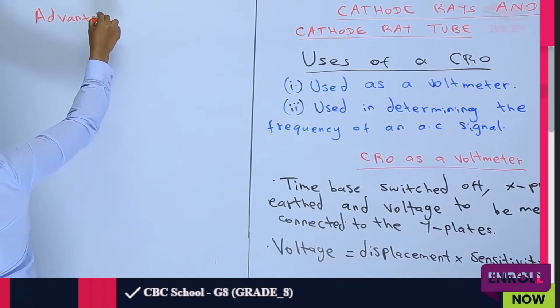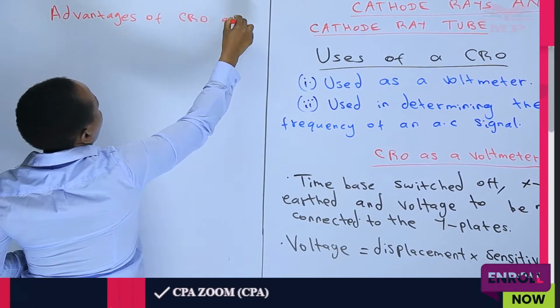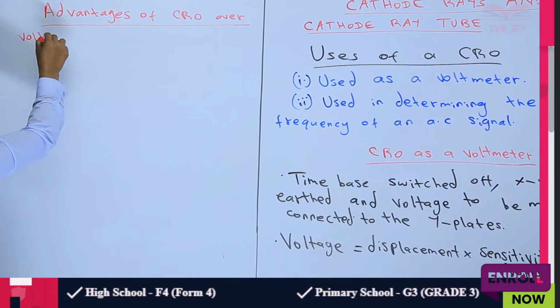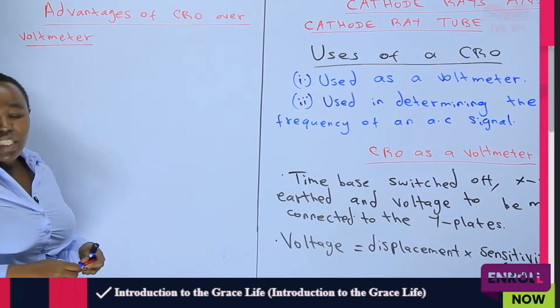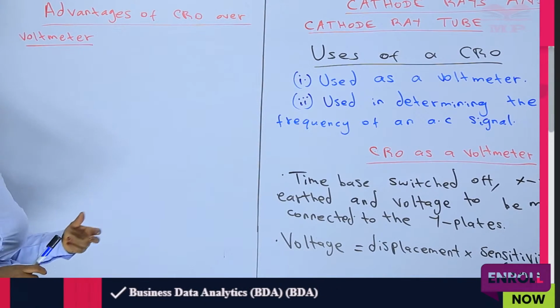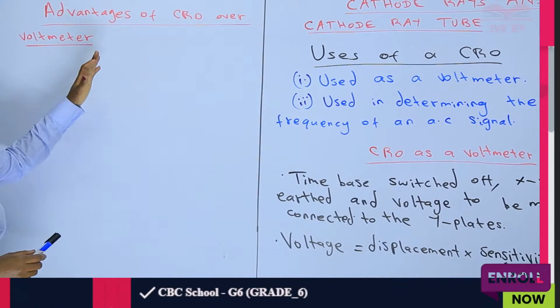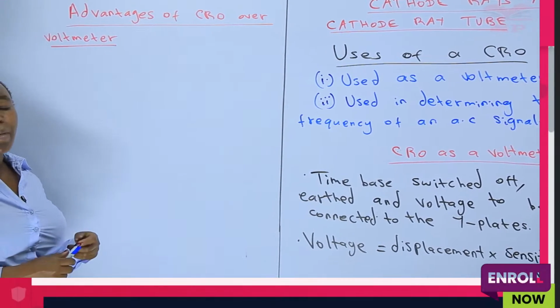Advantages of the CRO over the ordinary voltmeter. Now, a CRO as a voltmeter, we have seen that it can be used as a voltmeter. What are the advantages of the CRO when used as a voltmeter over the ordinary meters?